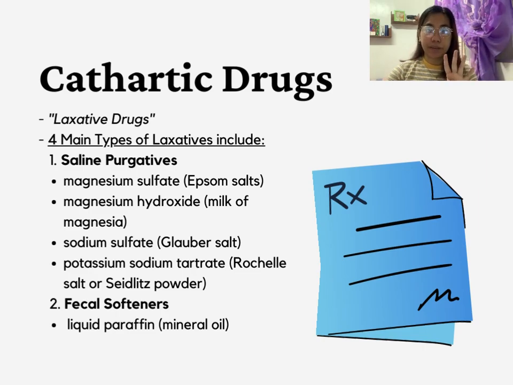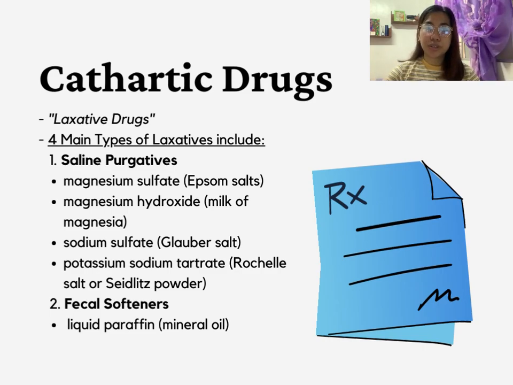It has four main types: saline purgatives, fecal softeners, contact purgatives, and bulk laxatives. So saline purgatives increase the volume of the contents of the bowel, stretching the colon and producing a normal stimulus for contraction of the muscle, which leads to defecation.